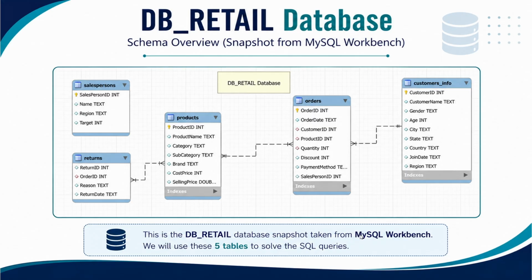For today's examples, we will be working with a retail sales database called DB Retail. It contains 5 tables: customers, orders, products, returns, and salespersons, which are connected through relationships. We will use this real-world style dataset to solve 5 practical SQL problems that data analysts might encounter.